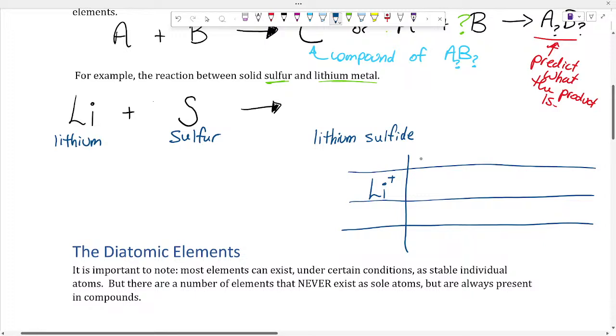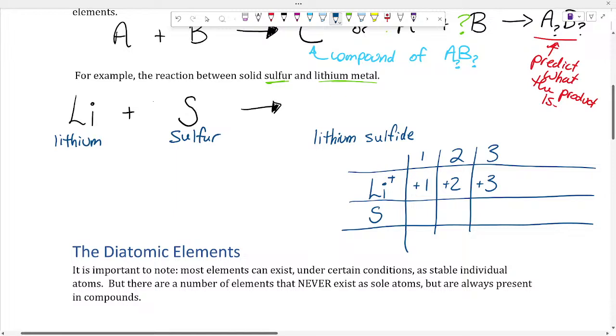So one lithium would give away one electron. If I drew a second lithium, it would be able to give away 2 electrons. 3 of them all together would be able to give away 3. Not very exciting there. What about sulfur? Sulfur is going to take electrons. How many electrons does sulfur need to take before it's got a full shell? Yeah, if it took away just 1, then it would only be like chlorine, which still wants electrons. So it needs to take away 2.